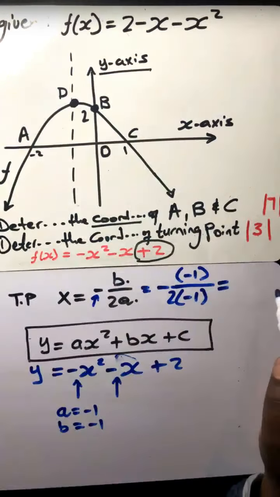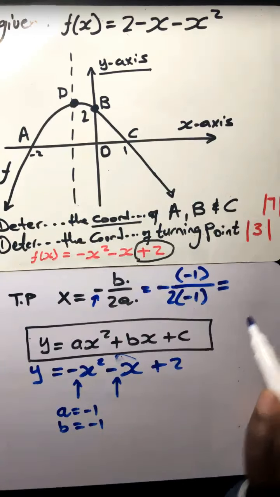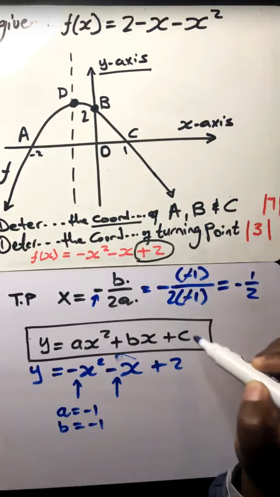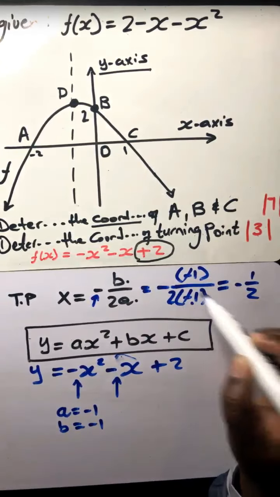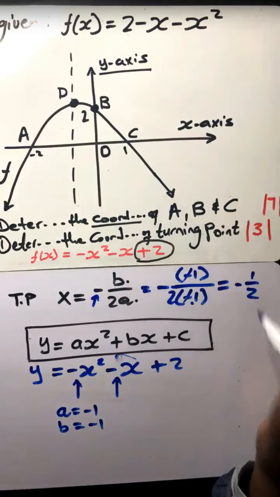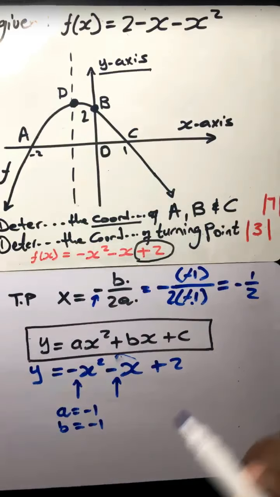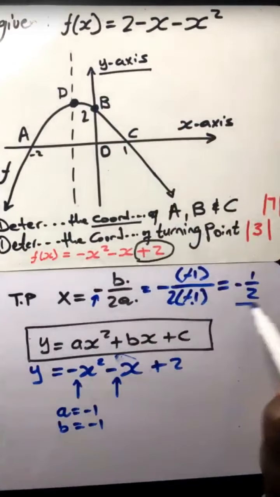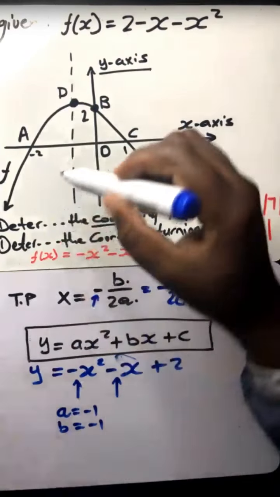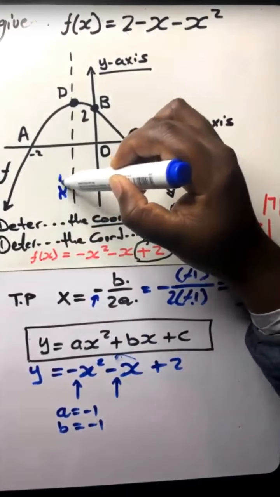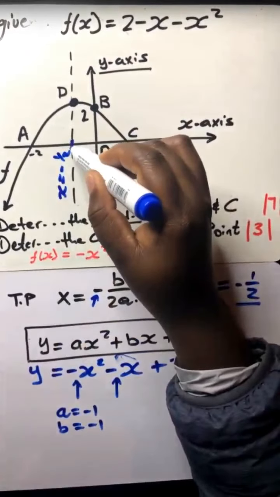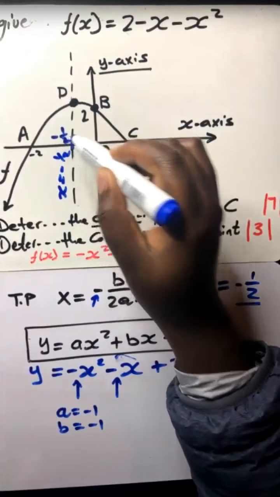Yes. So be very, very careful, guys. When it comes to substitutions, be very, very careful. So I'm also getting -1 over 2 because that cancels, that times that is 2, that times that, it becomes that -1. So that means the x value of the turning point is -1 over 2. And remember, that x value is the axis of symmetry. So it means there it's actually -1 over 2.